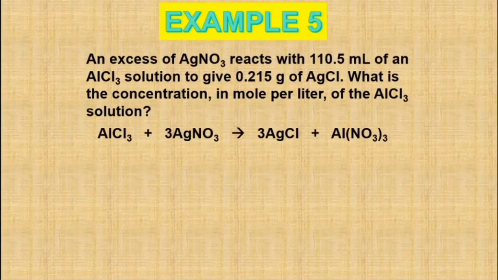Okay, so this time we have a different reaction, with silver nitrate. Excess silver nitrate reacts with 110.5 ml of an aluminum chloride solution to give 0.215 grams of silver chloride. And the question is, what is the concentration in mole per liter of the aluminum chloride solution? This is the equation given. So now let's look at the solution, how to solve this problem.